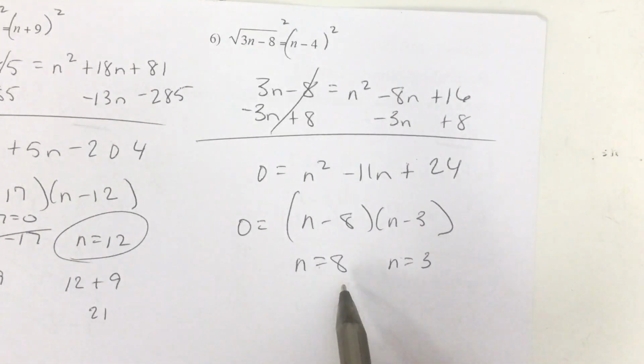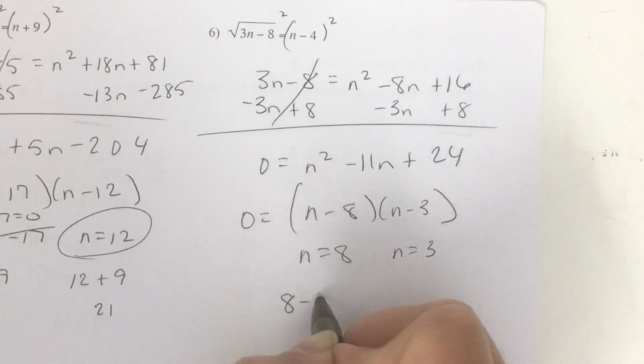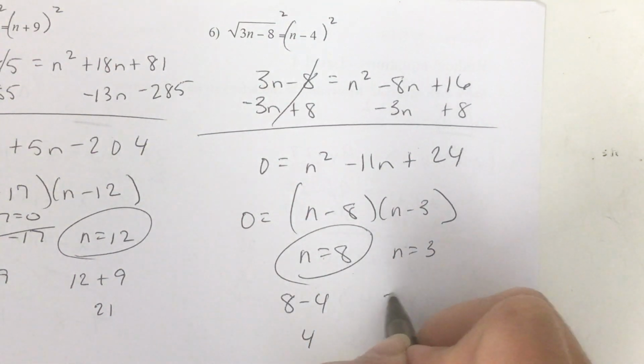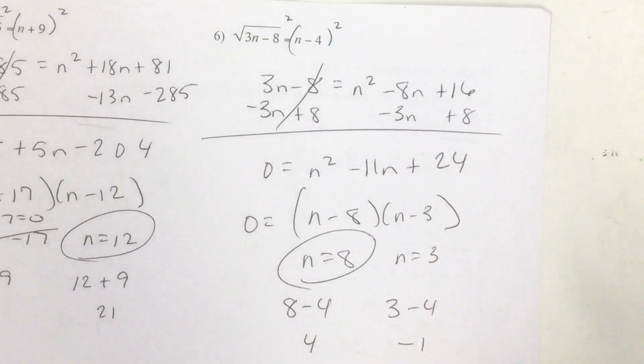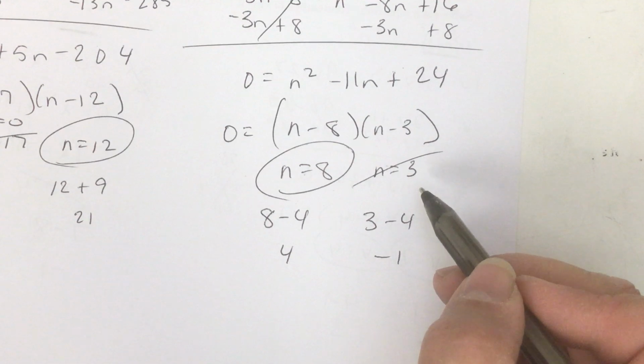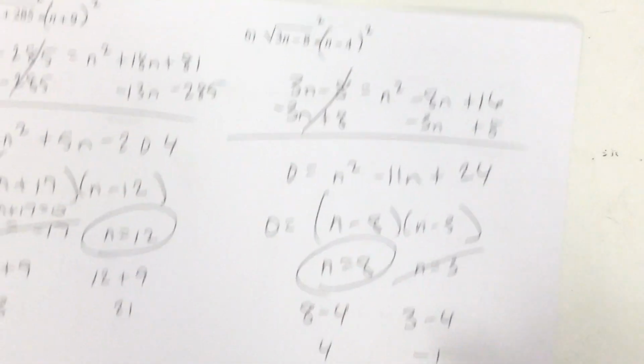If I plug that into this, I have n minus 4. 8 minus 4 is 4, so I keep the 8 because 4 is positive. 3 minus 4 is negative 1. That's a negative, so I don't keep the 3. So even though the 3 is positive, I got a negative number when I plugged it into this side of the equation. So that's why I don't keep it.